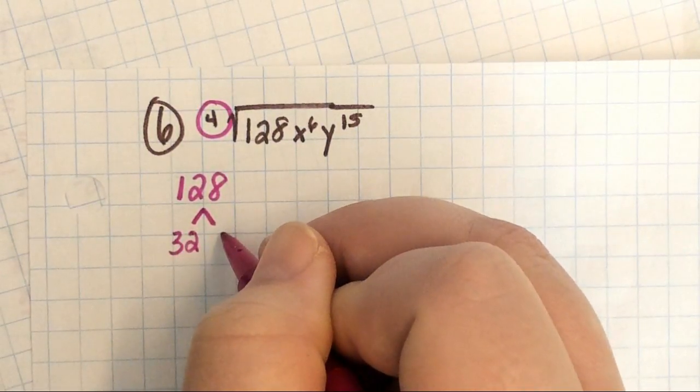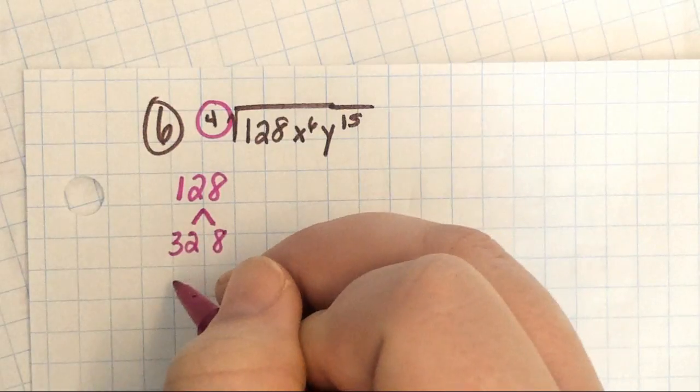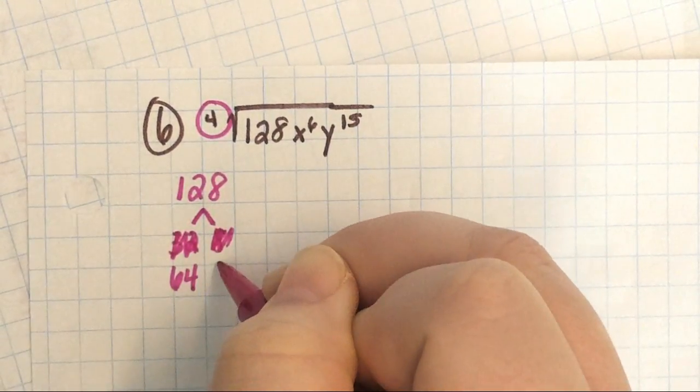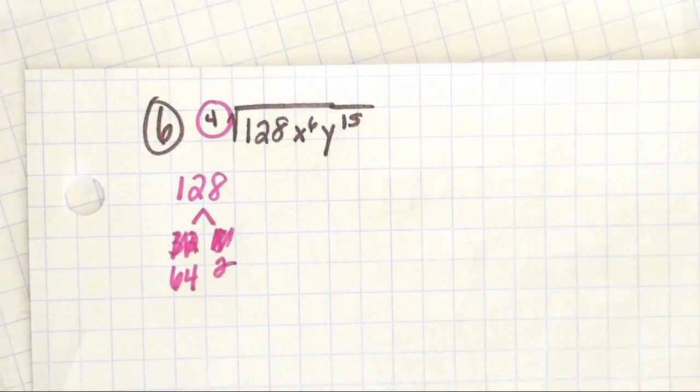32 and 8? 64 and 2. Yeah, that's not going to work. It's going to be 64 and 2. No. Is it 64 and 2? Yes. 2 to the 4th isn't 64. 2 to the 4th is 16. Isn't it 16 and 8? Yes.